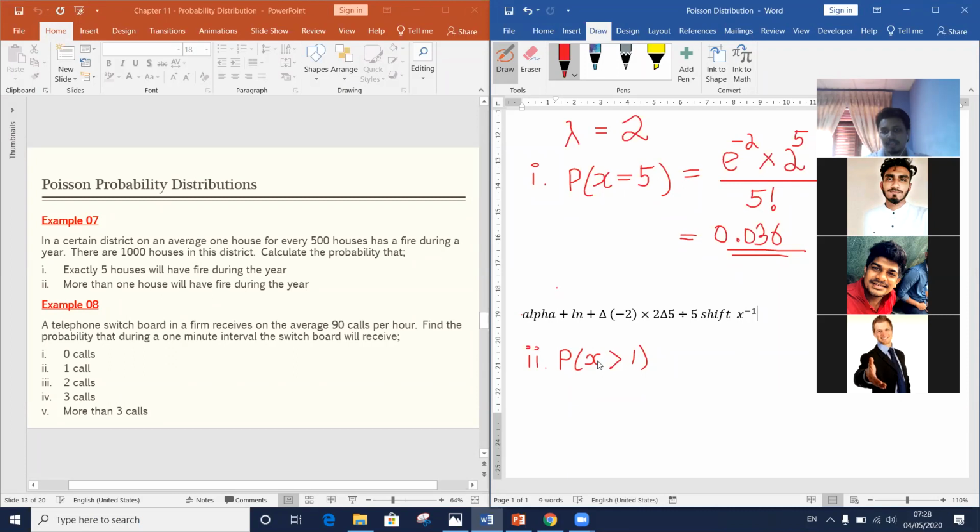Probability of x being greater than 1. This is what we need to find. Right? This is what we need to find. Okay. Here, how can we find this value?